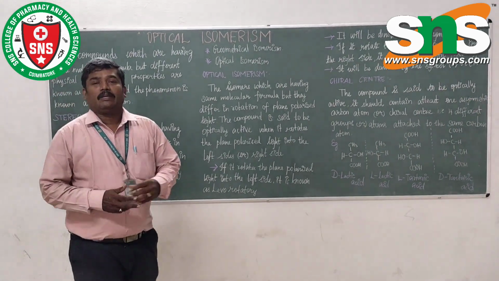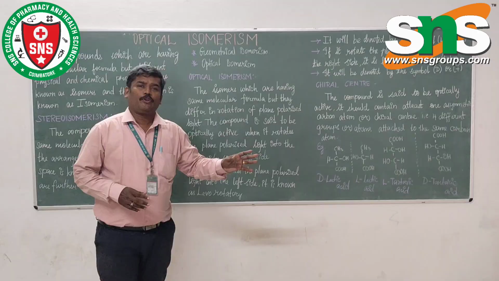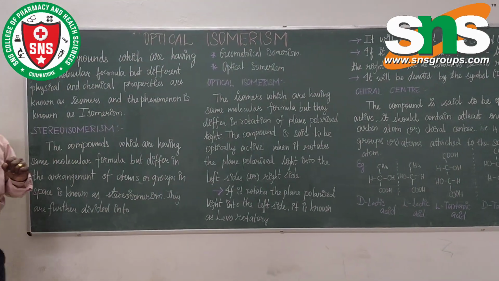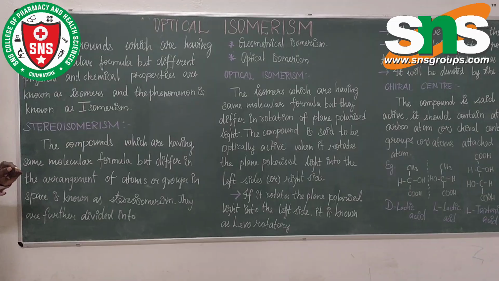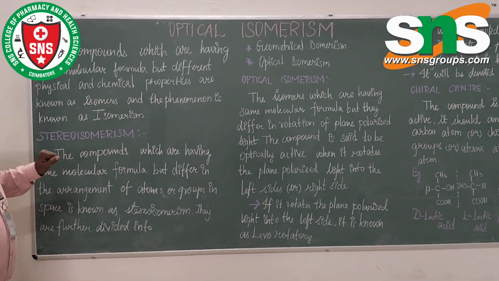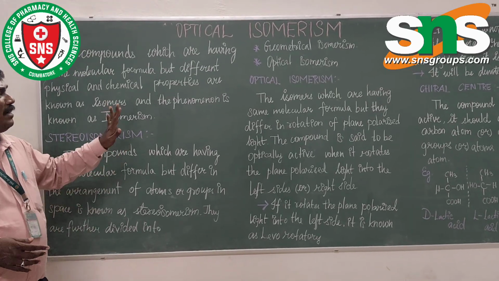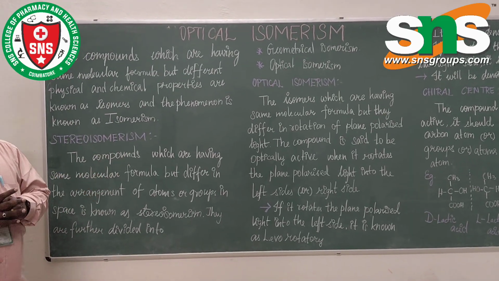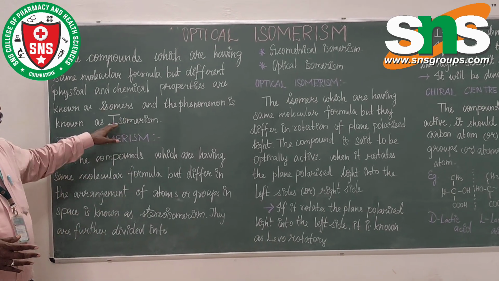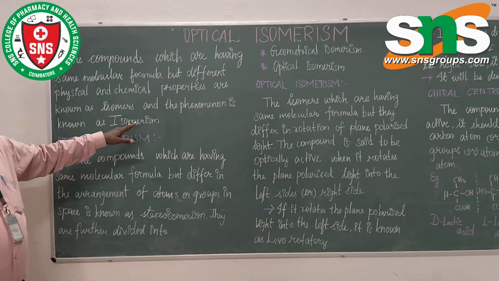Hello everyone. Now we are going to discuss optical isomerism. Before going to the topic, we have to know what is meant by the term isomerism. The compounds which have the same molecular formula but different physical and chemical properties are known as isomers. Normally, isomers have the same molecular formula but their physical and chemical properties are different. These are known as isomers, and this phenomenon is known as isomerism.